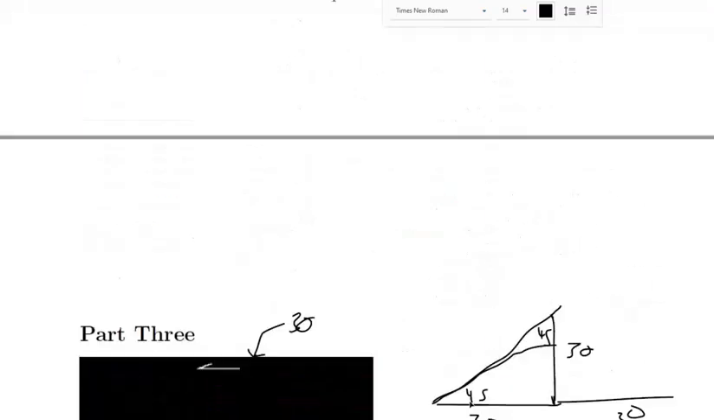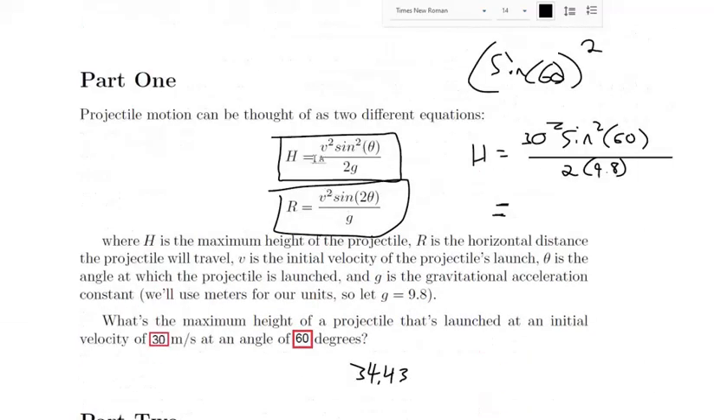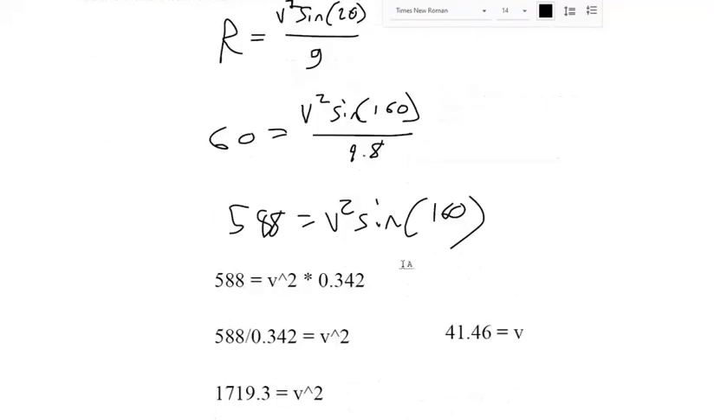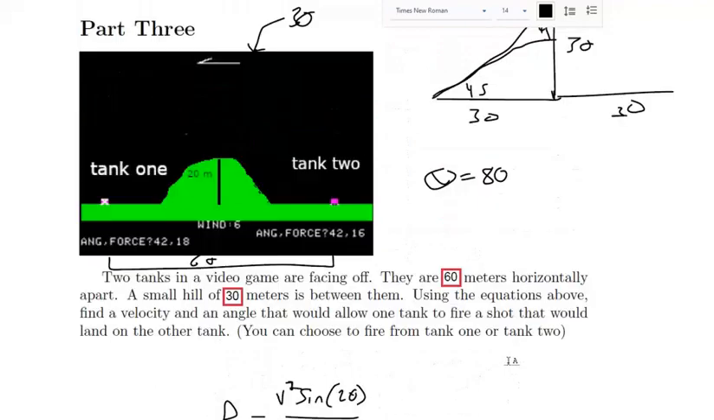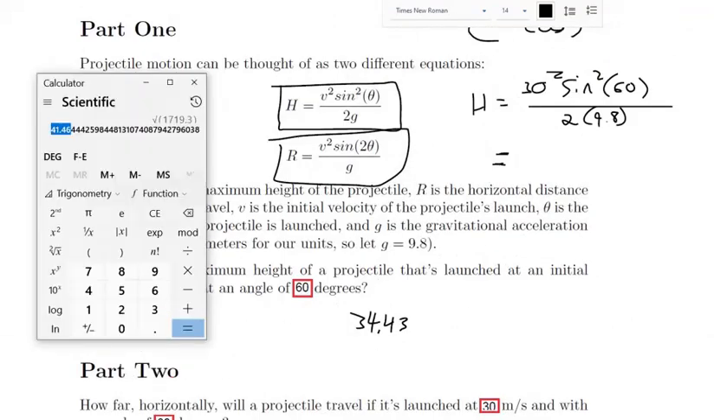To make sure that we clear the hill, we want to just plug our information back into this H equation. So I'm plugging in 41.46 for the initial velocity, 80 for theta. We need to make sure we clear the hill. So 80 is our theta, so sine of 80. I'm going to square that result times 41.46. I don't remember if that was exactly it, but it's pretty close. Then divide by 2, divide by 9.8.